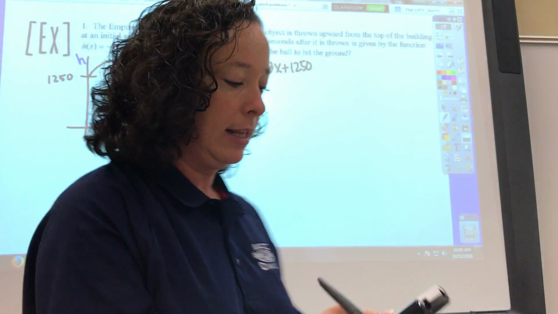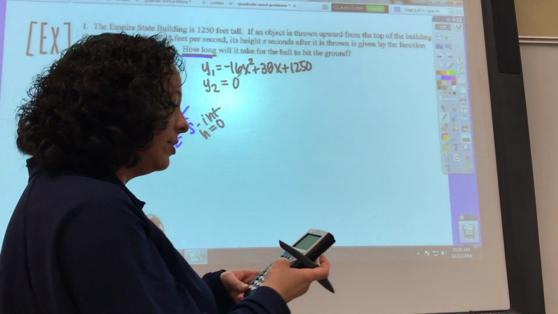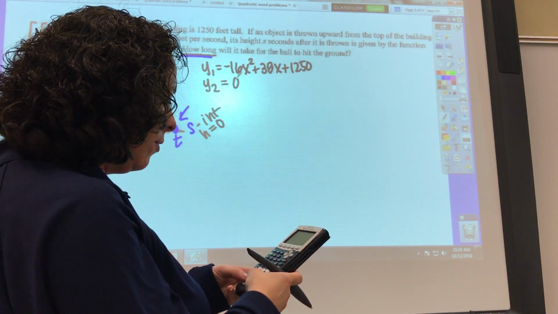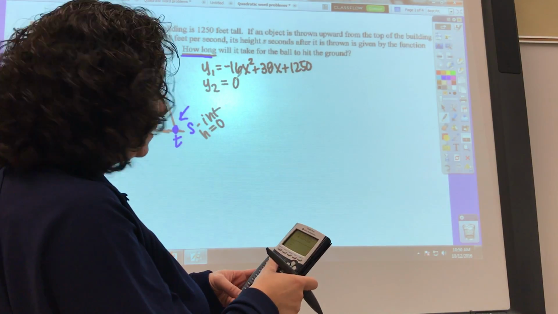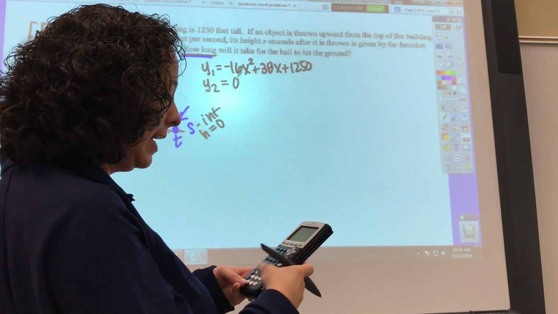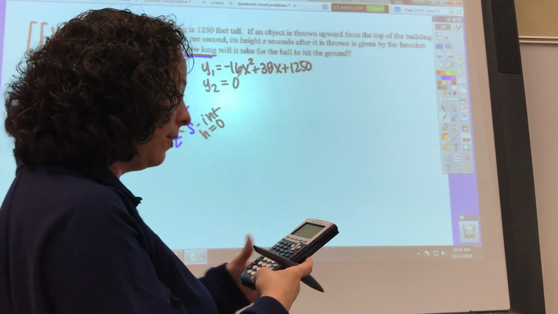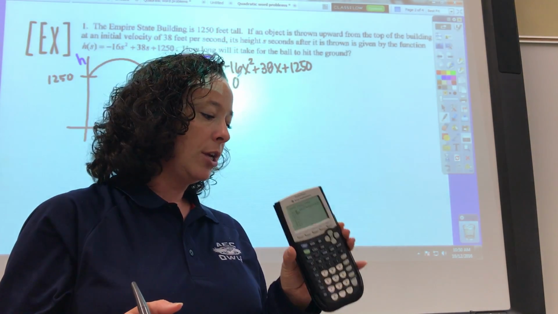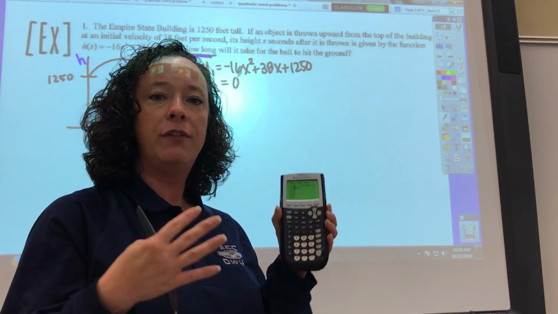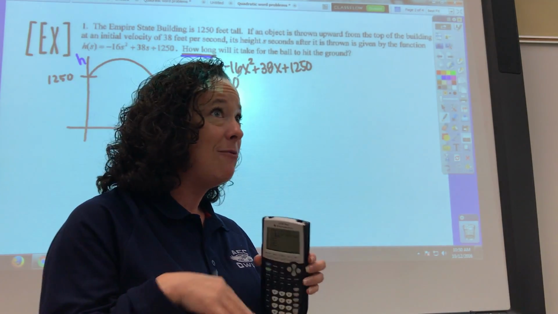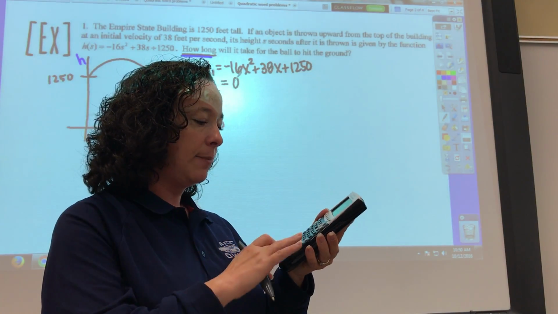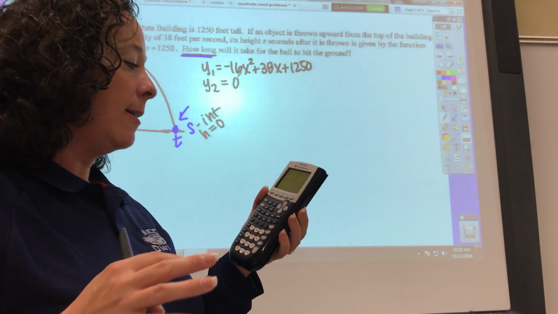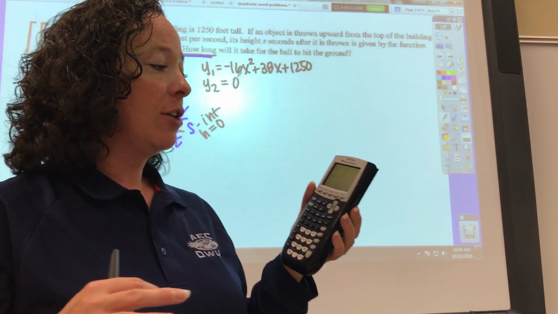So grab your calculator and let's do it. Go to y equals, clear out whatever's in there. And in y1, type negative 16x squared plus 38x plus 1,250, enter. And in y2, put 0. Now, if you have one of these calculators, you won't see it graph two different lines. If you have one of those fancy, wonderful ones that have different colors, you will see, oh wait, hit zoom 6. You will see that it's actually graphing two lines.